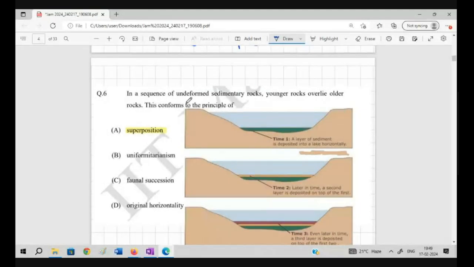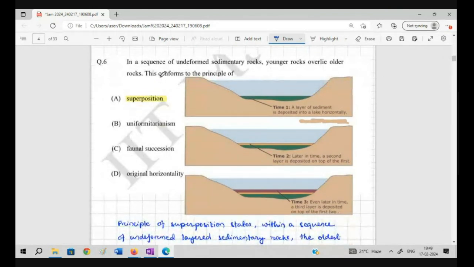It is asking, in a sequence of undeformed sedimentary rocks, the younger rocks overlie the older rocks. This conforms to which principle? The younger rocks overlying the older rocks. Okay, let me tell you, this deals with the law of superposition. Because as you know, suppose this is a sedimentary stratum formed within a sedimentary basin. Now, within the sedimentary basin, after some time another stratum is formed. Suppose after the formation of this green color stratum, this yellow color stratum is formed, which means it is younger than the green color stratum.